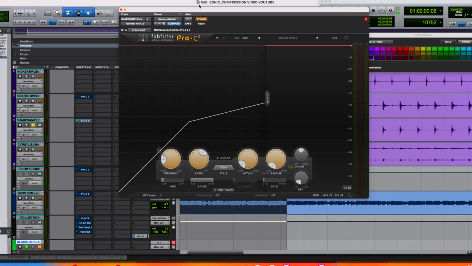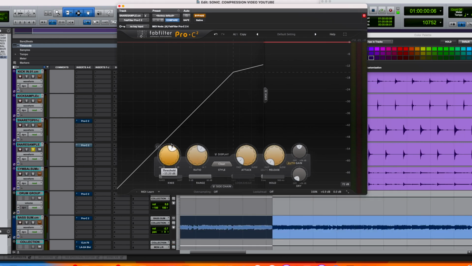So we're going to hop inside the DAW now. I'm going to explain some basic settings and some basic compressor terminology, and we're going to learn how to listen for it, and most importantly, why to compress. So I pulled up a C2 on a snare sample. Let's talk about some of the basic compressor terminology that we want to know.